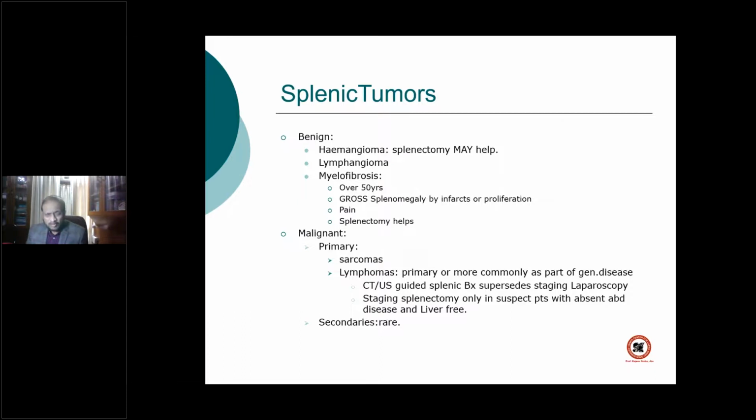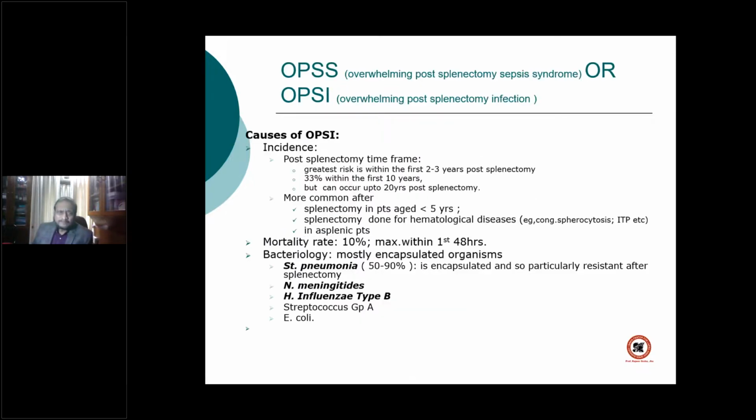Malignant ones are primary sarcomas, lymphomas, or you can have secondaries, which are rare. The diagnosis is done basically on an ultrasound or CT guided splenic biopsy, or you can do a diagnostic laparoscopy and take a biopsy. But taking a biopsy from the spleen is fraught with danger and a very dangerous exercise. You have to be very, very careful when doing a splenic biopsy because of the vascular nature of the spleen. The chance of a torrential bleed is very common.